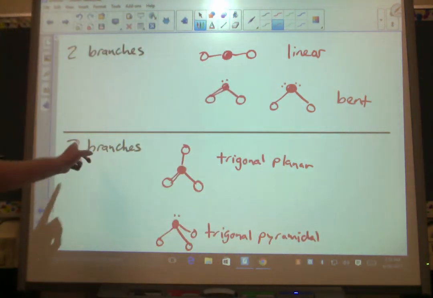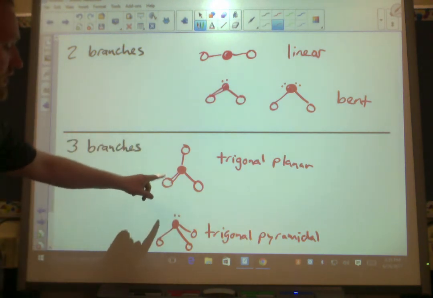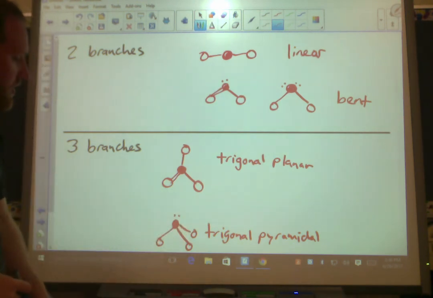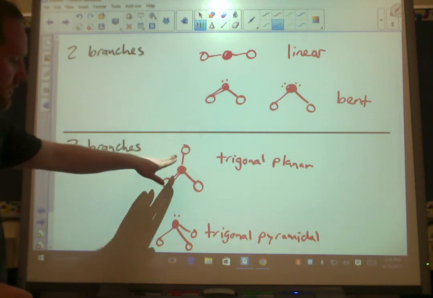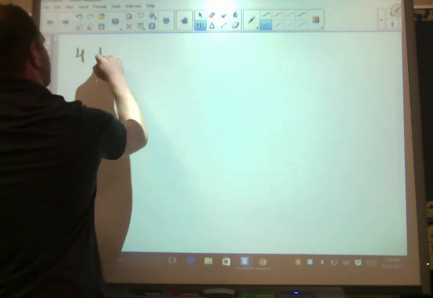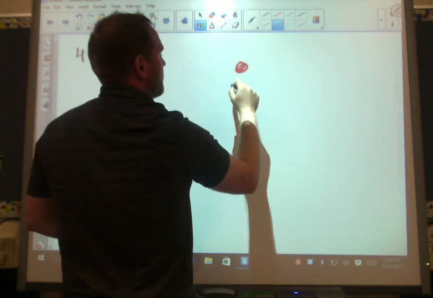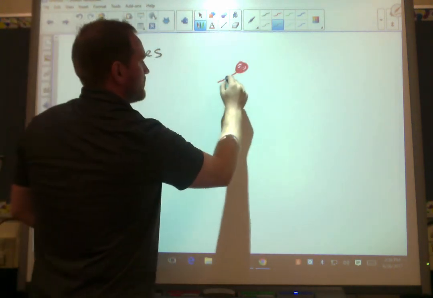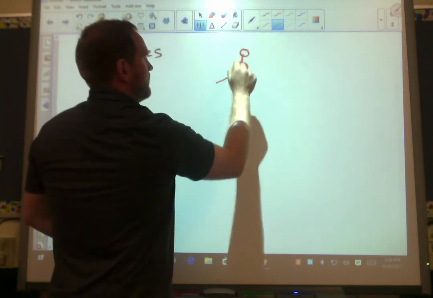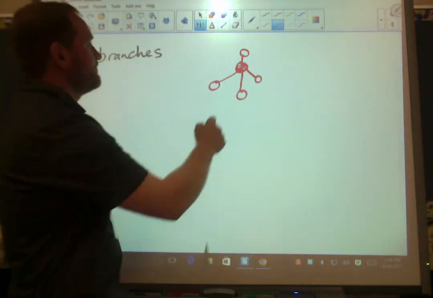Okay? So again, if you have 3 branches, meaning a central atom and 3 elements sticking off of it, it's going to be trigonal. If it's a lone pair in there, that skews the geometry, gives it the pyramidal shape. If there is no lone pair, it's going to look like this, trigonal planar. And finally, if you have 4 branches, this is easy. It can only ever be one thing, tetrahedral. So in terms of 3 dimensions, it's going to look sort of something like this. Tetrahedral.